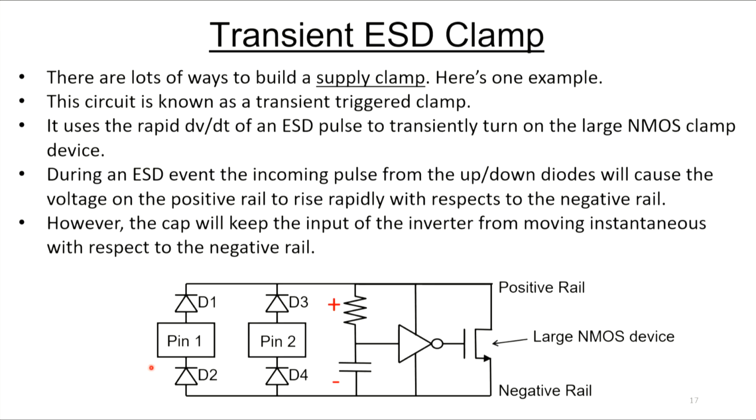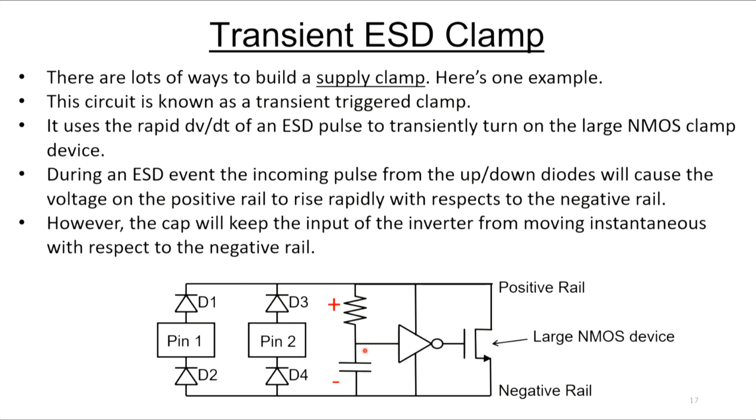Now I just want to briefly talk about supply clamping. And there's lots and lots of ways to build supply clamps. I'm just going to show one of them here. This circuit is known as a transiently triggered clamp. And it uses the rapid dV/dt of an ESD pulse to transiently turn on this large NMOS device and act as a clamp. So during an ESD pulse, again, this could be on any pins, you'll get a rapid voltage rise between the positive rail and the negative rail.